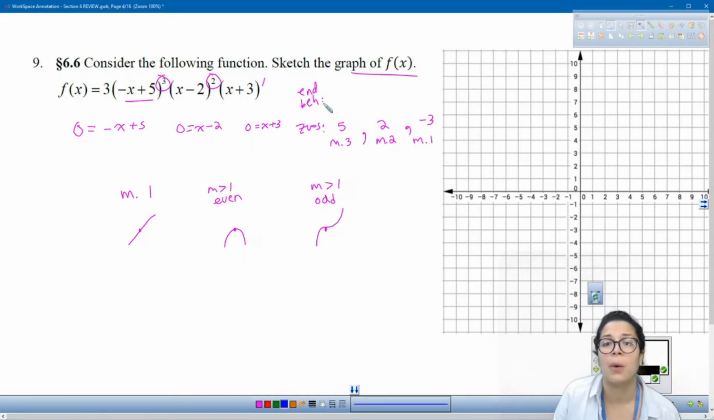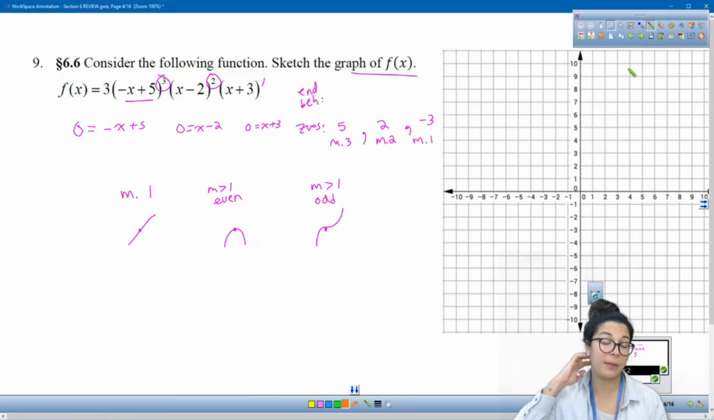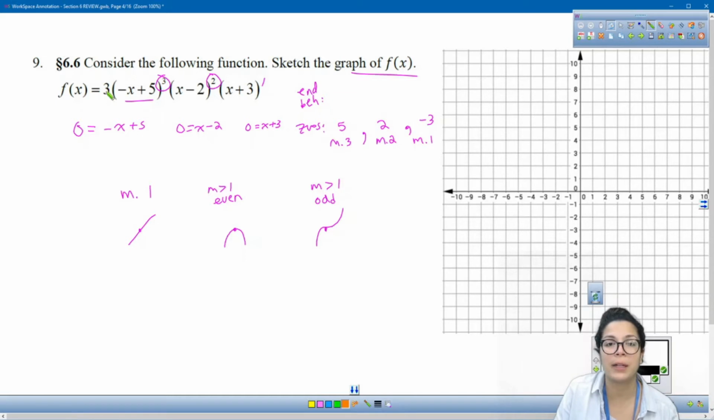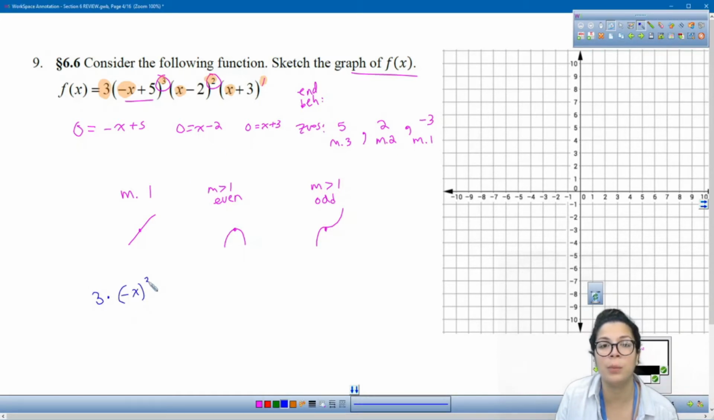Okay, so what about the end behavior? Remember, from factored form, what we need for end behavior is the leading term. Instead of having to multiply all this stuff out so that we could see the leading term, there's a trick to find the leading term. You take your coefficient in front and then every variable with its power and multiply them all together. So the leading term would be 3 times -x cubed times x squared times x to the power of 1.